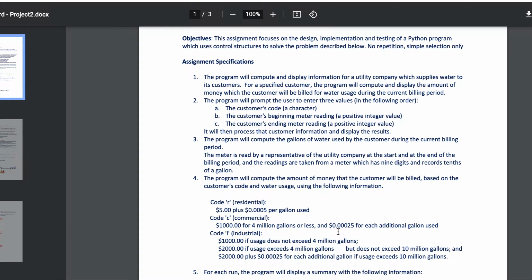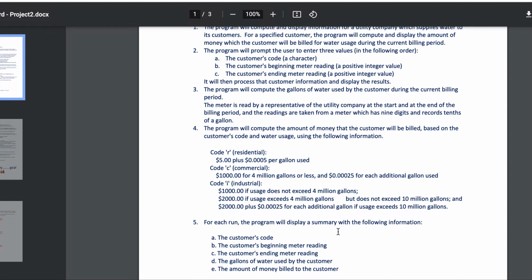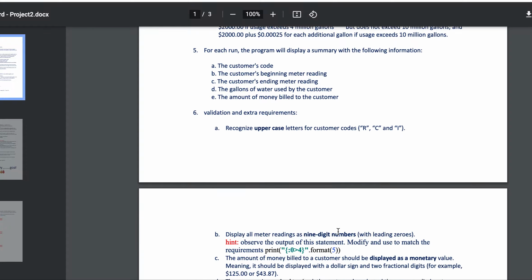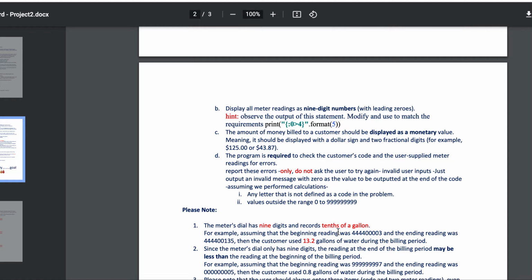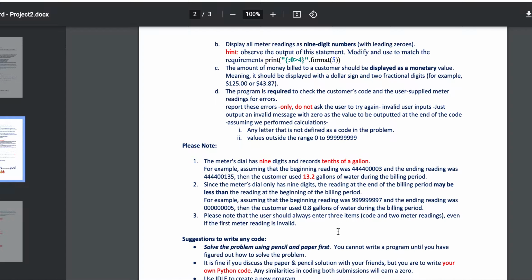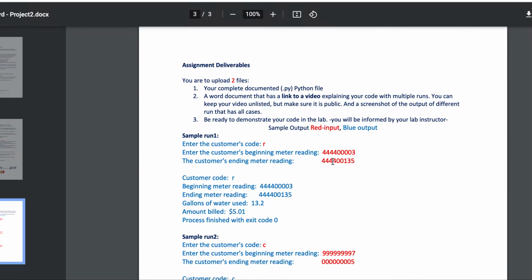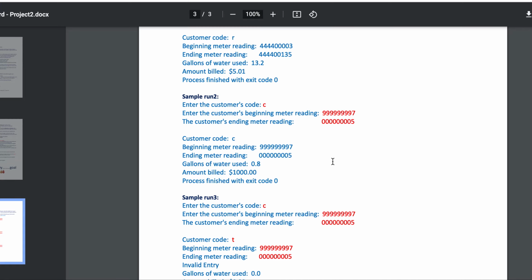There are also three different types of water usage: residential, commercial, and industrial. The main output that the code has to give us has to show the customer's code, the customer's beginning meter reading, and the customer's ending meter reading, as well as the gallons used and the amount of money that the customer has to pay. These are all the specifications, where the amount has to be in tenths of a gallon, as stated. And we have some sample outputs that we can show on my code.